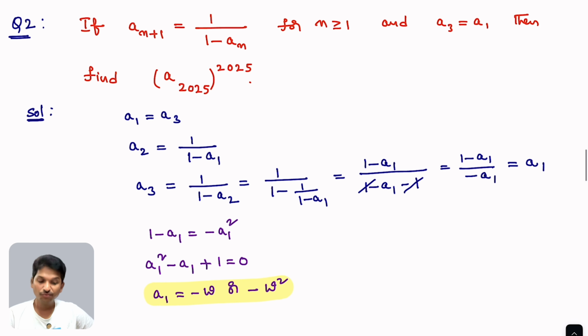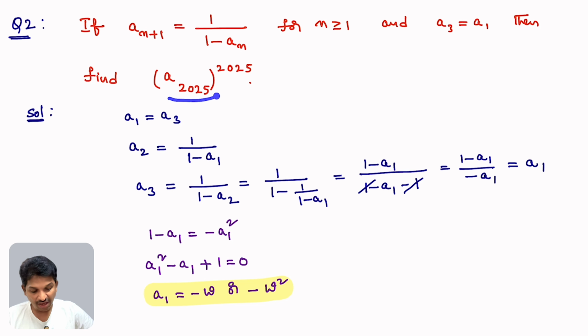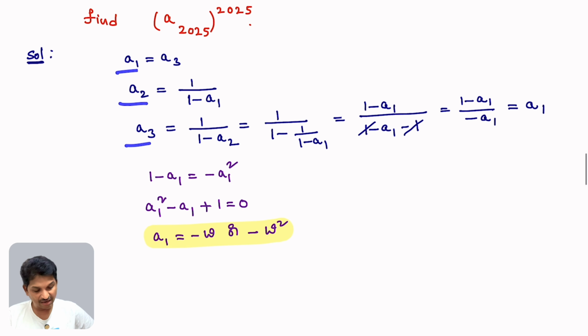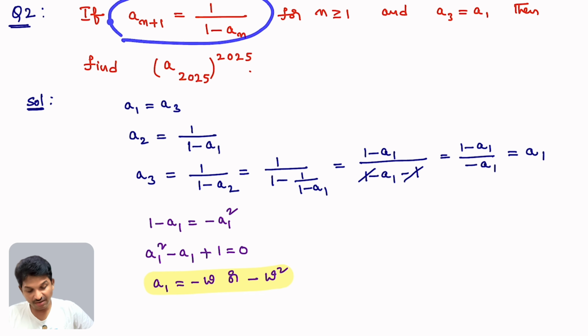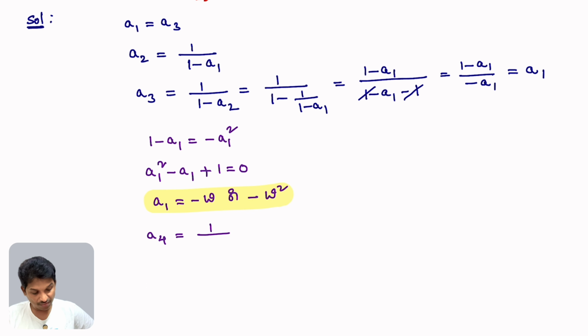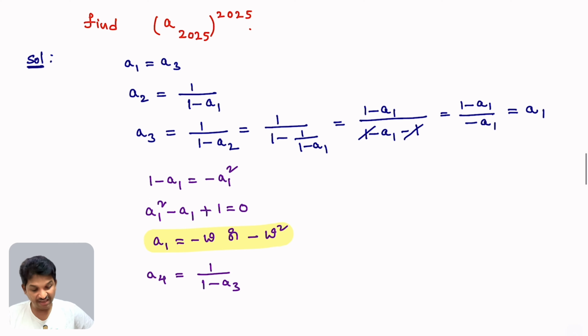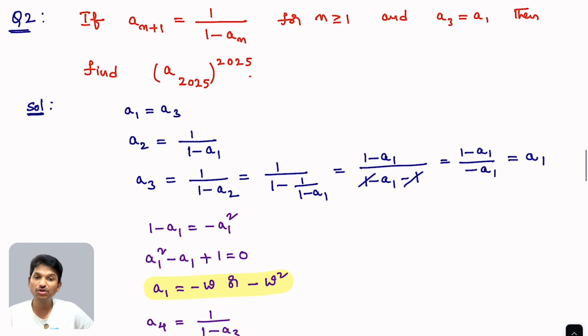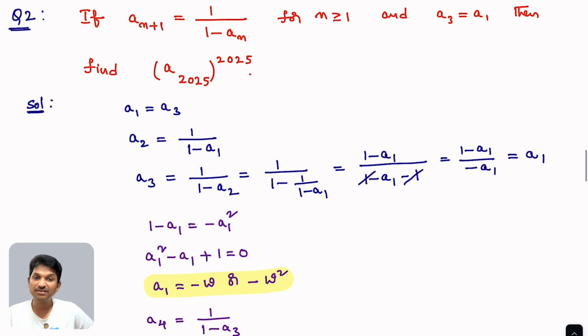Actually, we want to find a2025. This term you need to find. That means directly we cannot go like a1, a2, a3. Some link will be there for these terms, right? a1, a2, a3 are calculated. Now I'll check for a4. In this, you put n equal to 3. a4 is 1 divided by 1 minus a3, right? Put n equal to 3 in this.